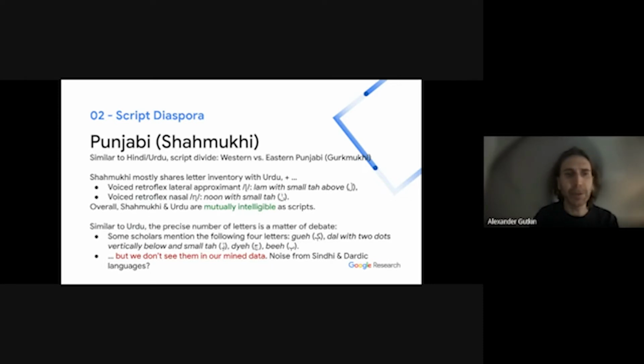And also similar to Urdu, the precise number of letters is a matter of debate. In fact, there are 4 letters which some scholars claim are part of the inventory, but we have not detected those letters in our data.